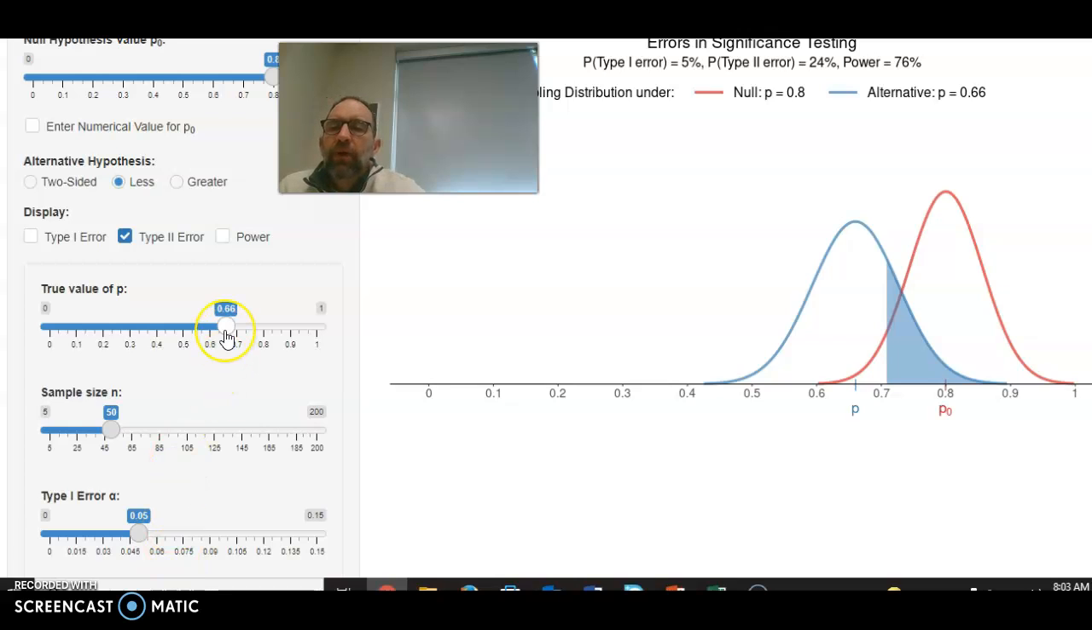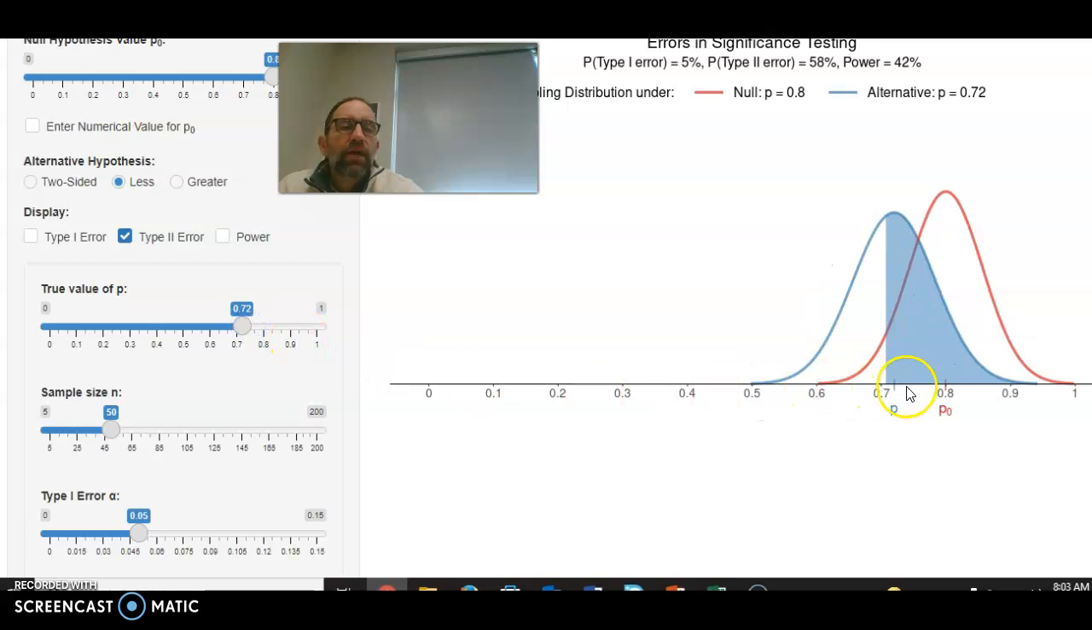The last thing we wanted you to investigate was the difference between the true value of p and the hypothesized value for p. So let's keep the hypothesized value at 80%. Now, if we move the real value of p closer to 80%, notice that the power goes down. And I think that makes sense. It's harder to detect a difference that is small.